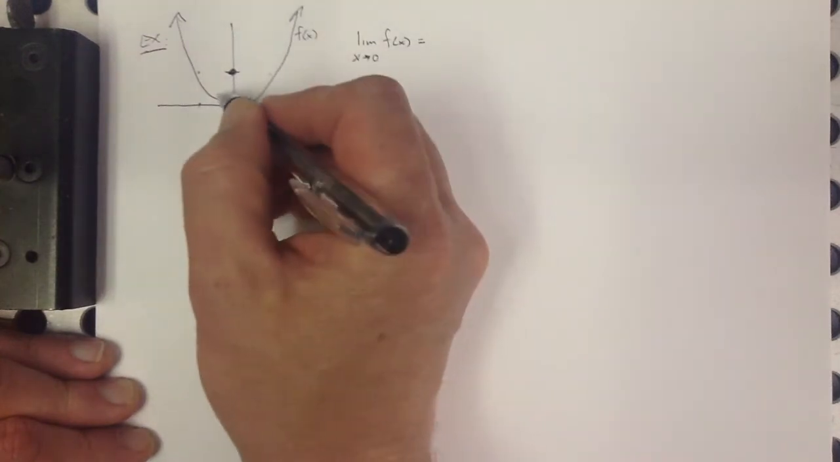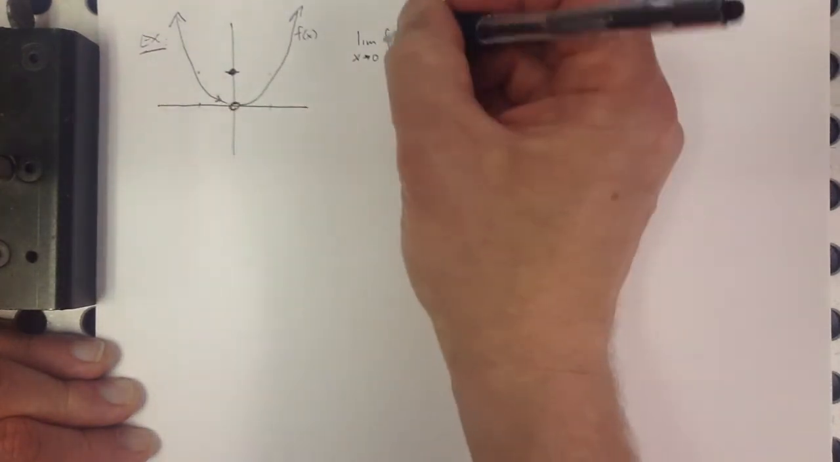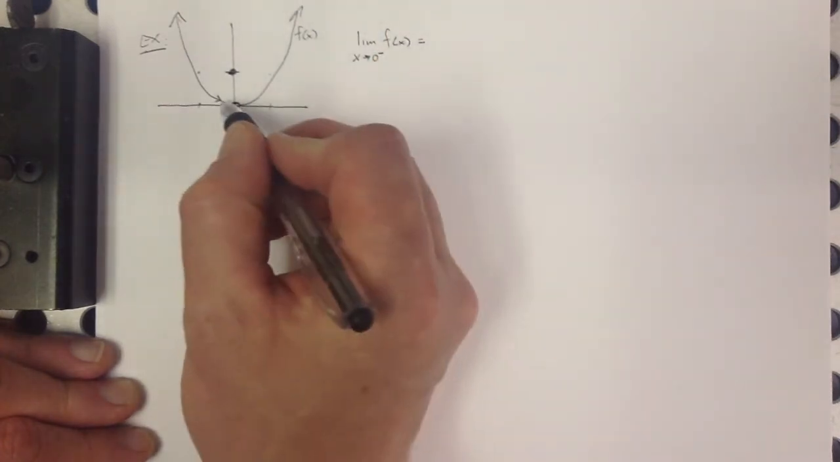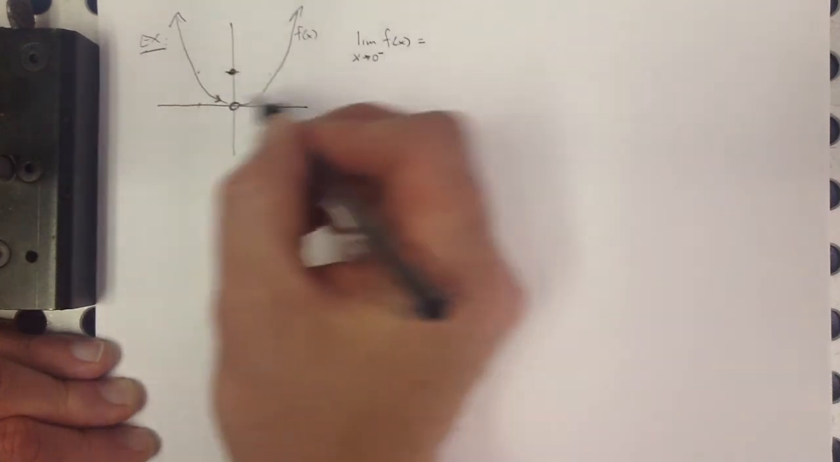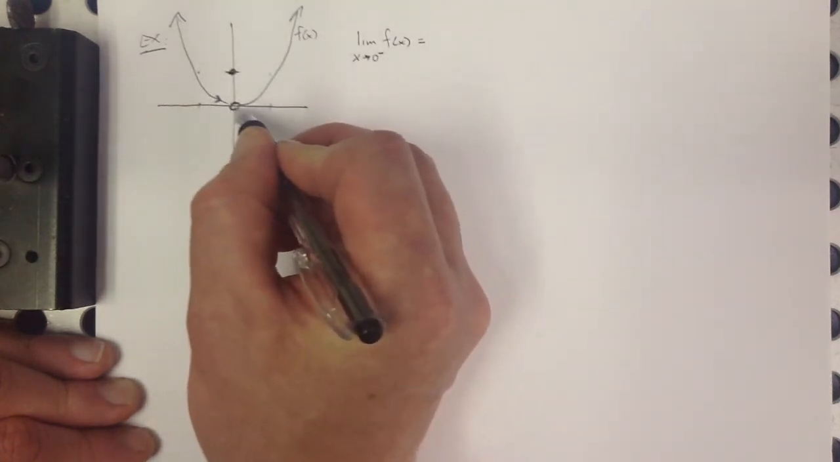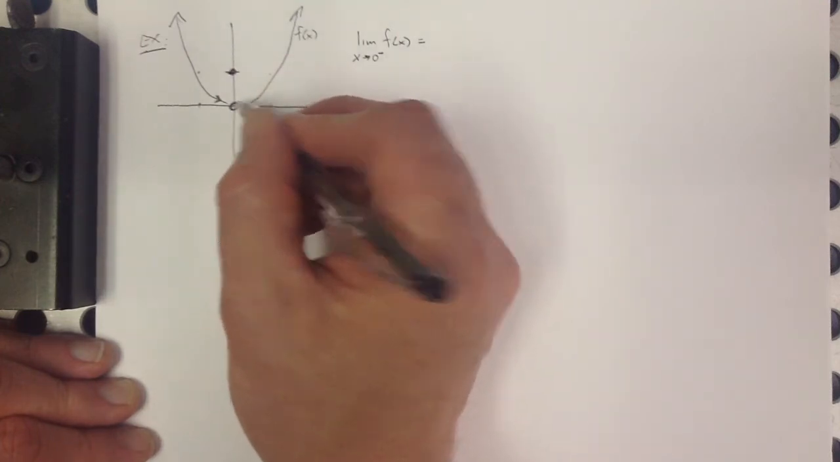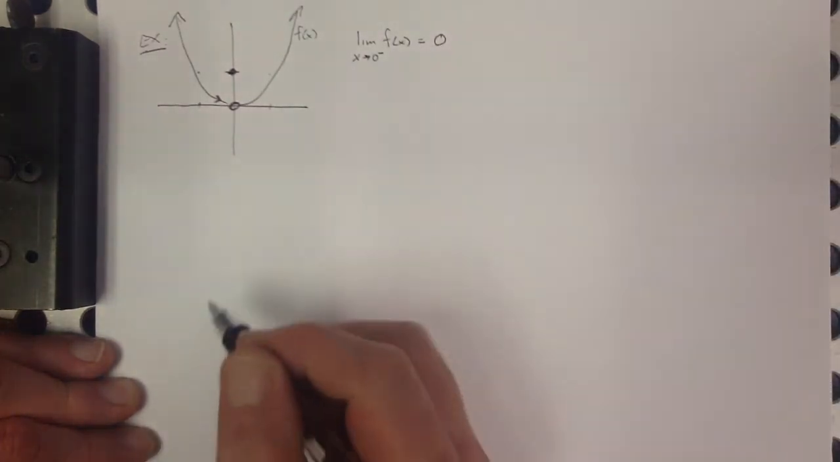What is this limit? Well, on this side, let's say what's happening as it gets closer and closer to 0 from beneath. What does it look like the destination is? Well, as x gets closer and closer to 0, it looks like y is also getting closer and closer to 0. It's getting closer and closer to the point 0, 0. We say that that limit is 0.